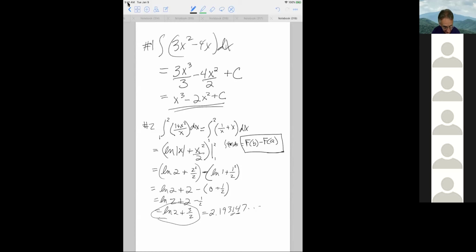The cap F is, I'm going to box it right now on the screen. This is your cap F: the natural log of x plus x squared over 2, that's cap F.